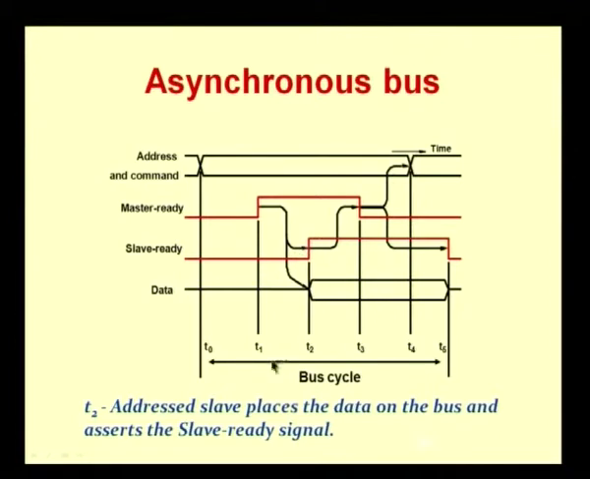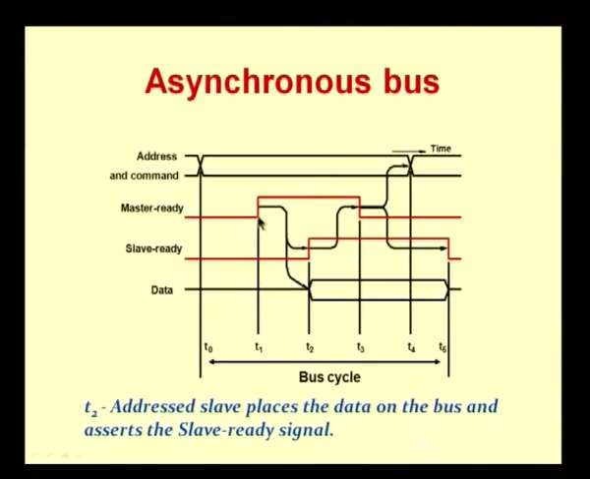At time T2, the addressed slave places the data on the bus and asserts the slave ready signal. So, you can see that the data also is available at this time T2, and at that time the slave ready signal is given. So, you can see what we have here.